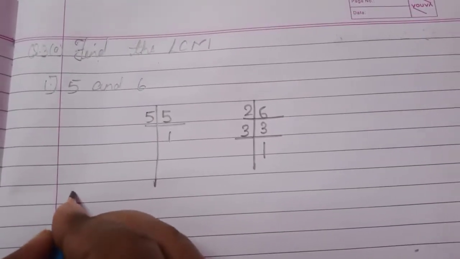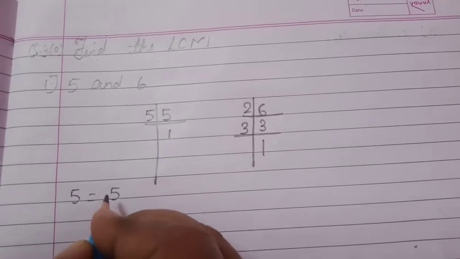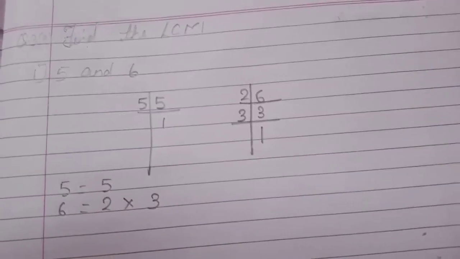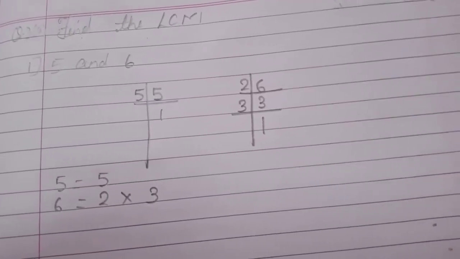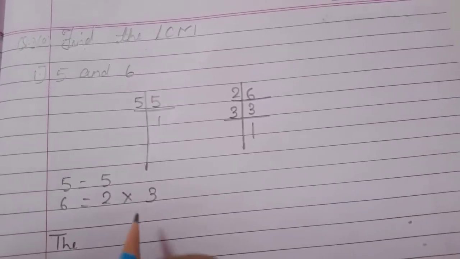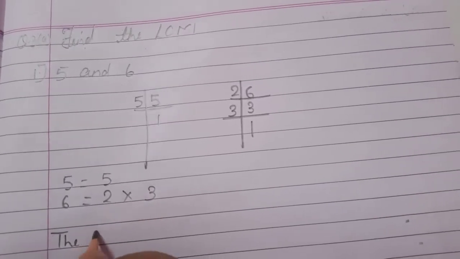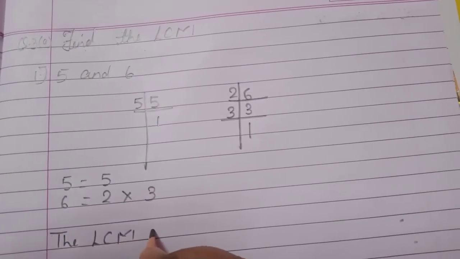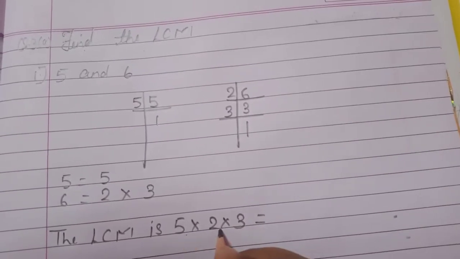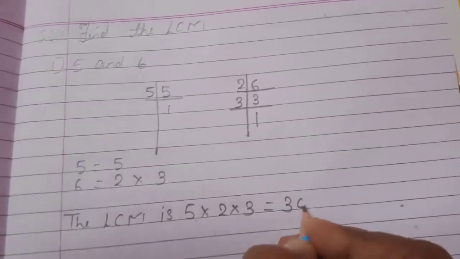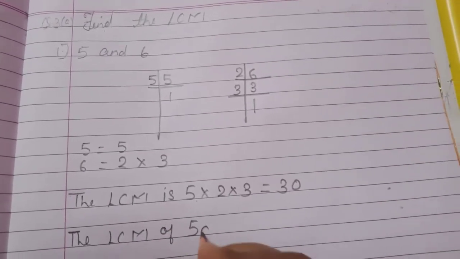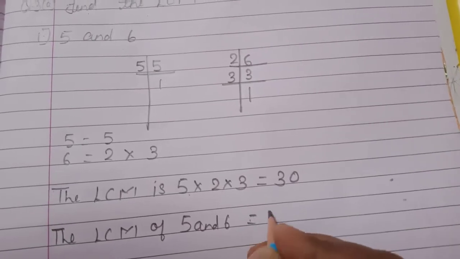Now we have to write the factors. For 5, 5 is the factor. Then for 6, 2 multiplied by 3. Now we have to take out a common factor. Is there any common factor here? No. So we have to multiply all factors. In the LCM we have to multiply the common factor and all factors. So the LCM is 5 multiplied by 2 multiplied by 3 equal to, 5 2s are 10, 10 3s are 30. So the LCM of 5 and 6 equals 30.